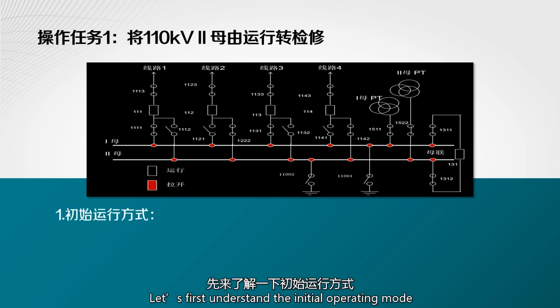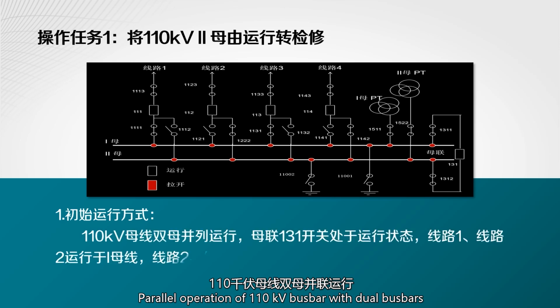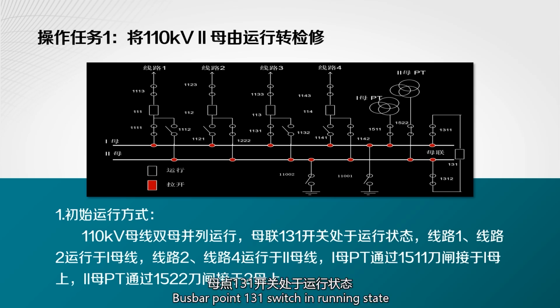Switch the 110 kV 2 busbar from the operating state to the maintenance state. Let's first understand the initial operating mode. As shown in the above figure, parallel operation of 110 kV busbar with dual busbars. Busbar tie 131 switch in running state. Line 1 and Line 2 operate on section 1 busbar. Line 3 and Line 4 operate on section 2 busbar.